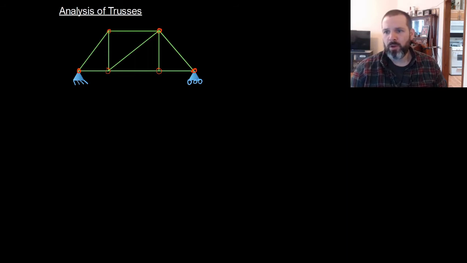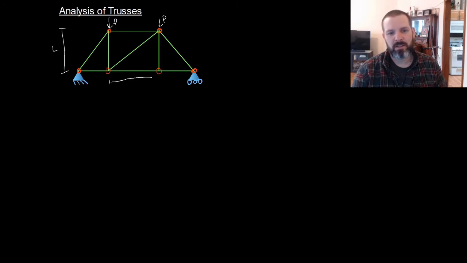Now, when we're solving a truss, before we solve the truss, we need to load the truss. So let's add some loads to the truss, and then we can start solving the truss. So we're going to have 2 loads on this truss. These loads are P and P. And we're going to say that the truss has a height equal to L, and each of the bays has a length of L.